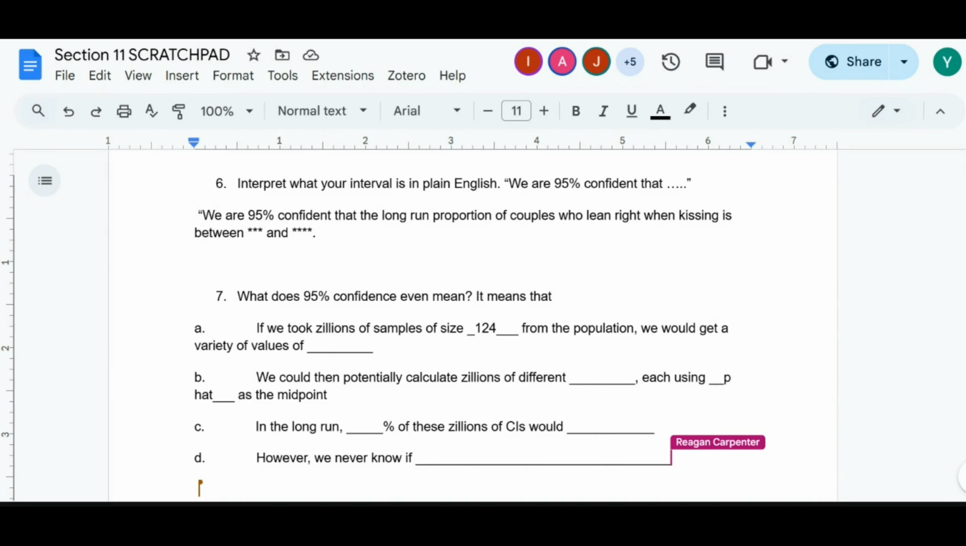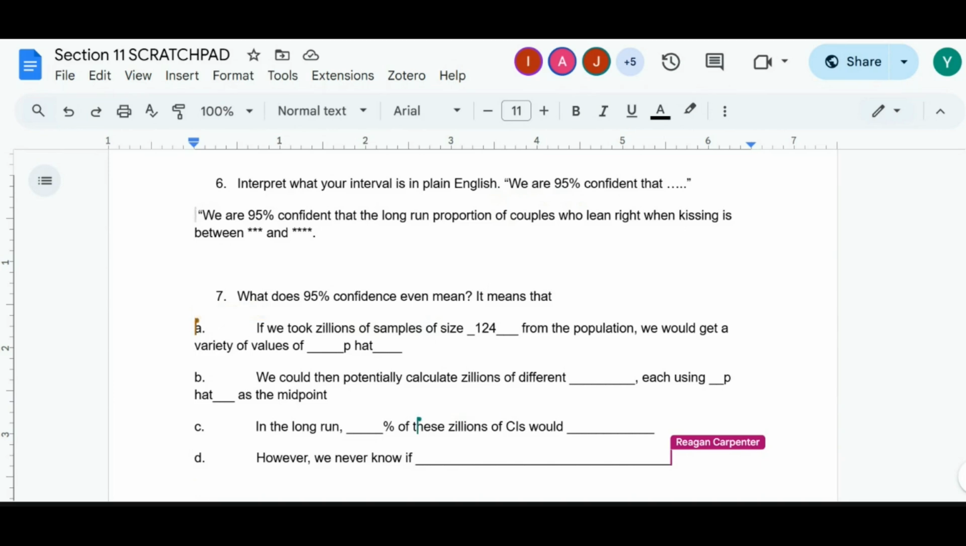The sample size is the same. I every day go collect a sample of size 124. I go and observe 124 couples. Until I get 124 couples, I won't go home. I must collect 124 kissing couples. What did I get every day? I will get a variety of values of, yes, their results. Can you give me a symbol? What is the thing that I get a variety of? Yes, p hat. It's actually in my notes. You would yield a variety of p hats.